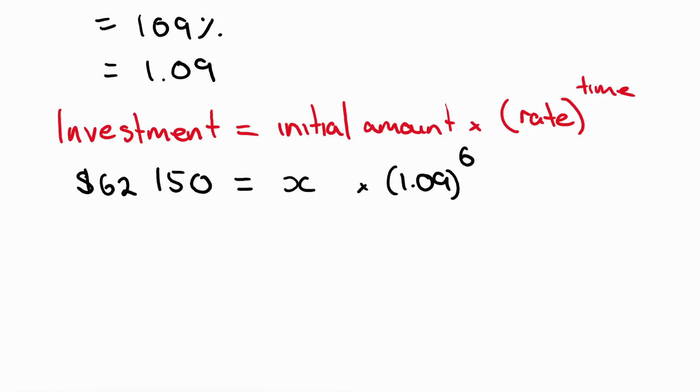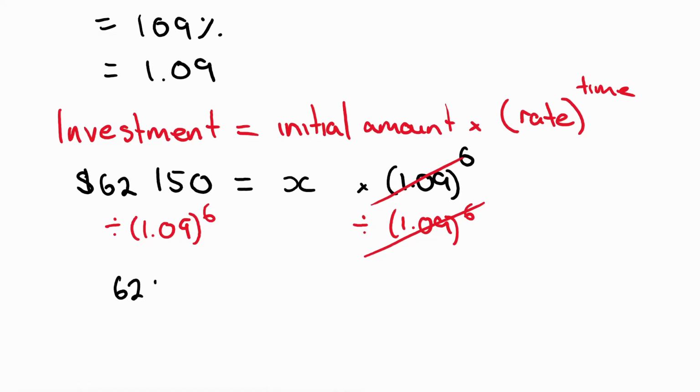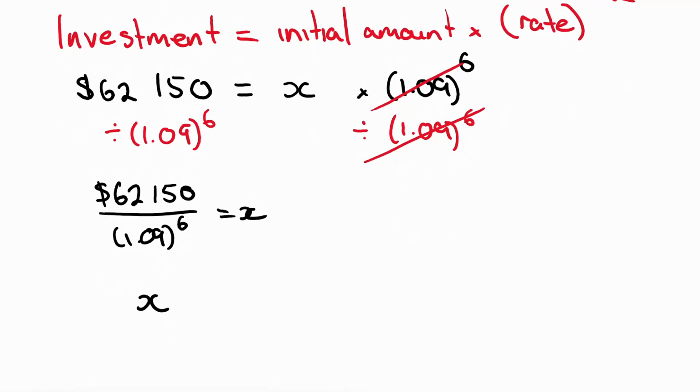Now I've got an algebra formula that I can just rearrange to get an answer. Like any algebra, remember we do opposites. I want the x by itself, so I'm going to do the opposite of this over here. I'm going to divide by that, which means I also need to do it over here. What ends up happening is these cancel out, and I'm left with 62,150 over 1.09 to the power of 6 equals x. If I put that in the calculator, x is going to equal $37,058.